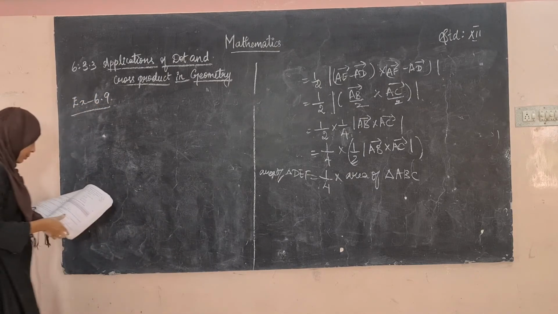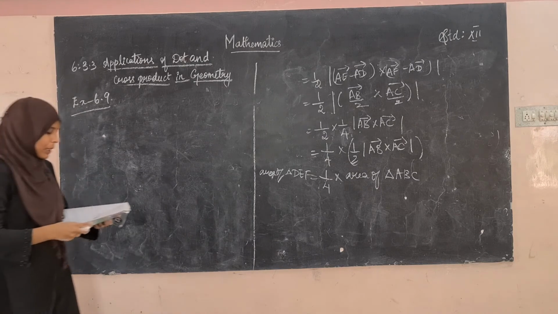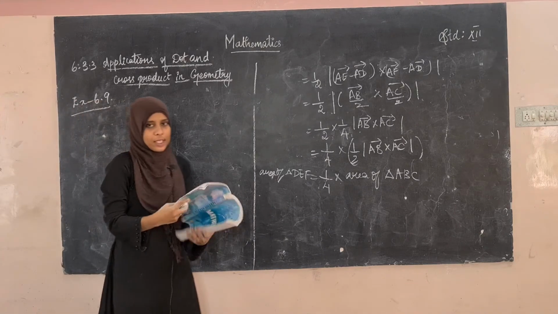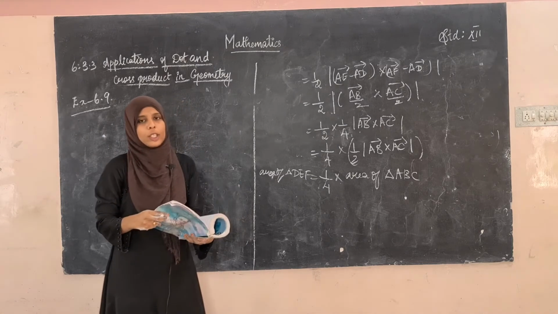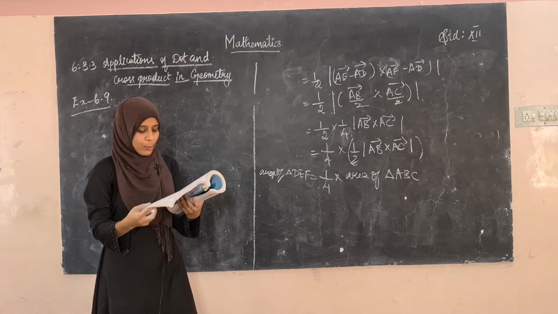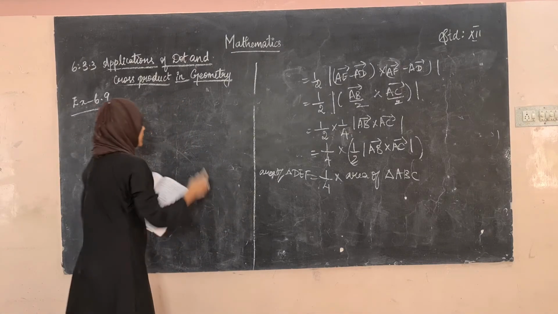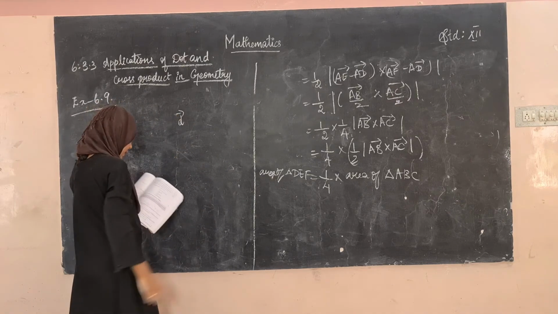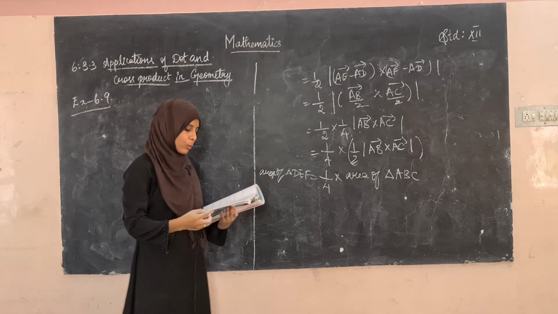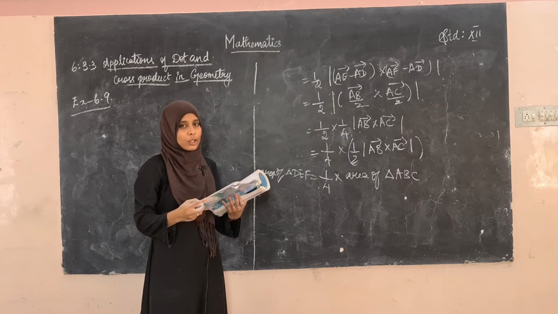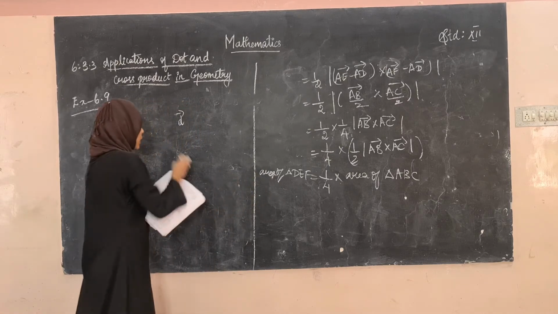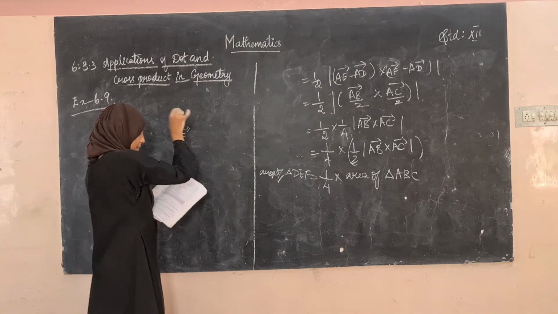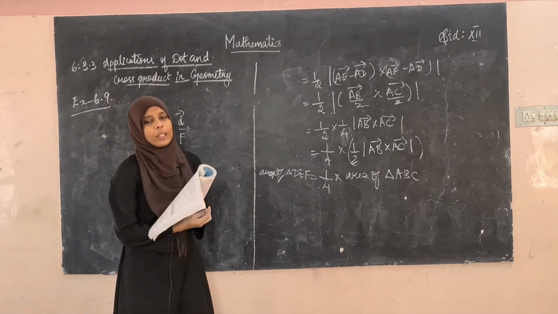What is example 6.9? Before that, they have given the application of dot and cross product in physics. The main important thing: see definition 6.2. If D vector is the displacement vector of a particle moved from one point to another point after applying a constant force F vector on the particle, work done is given by W is equal to F vector dot D vector.